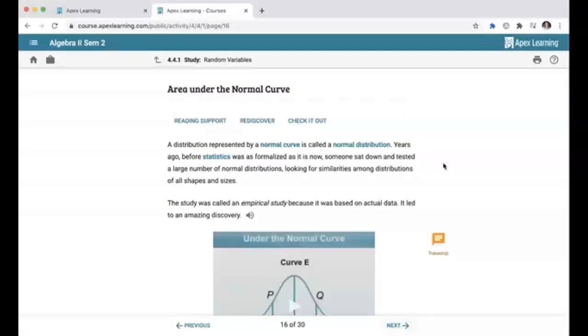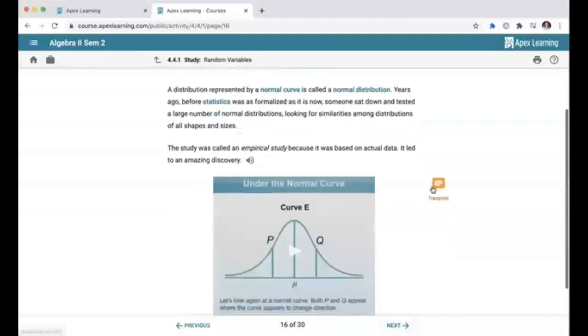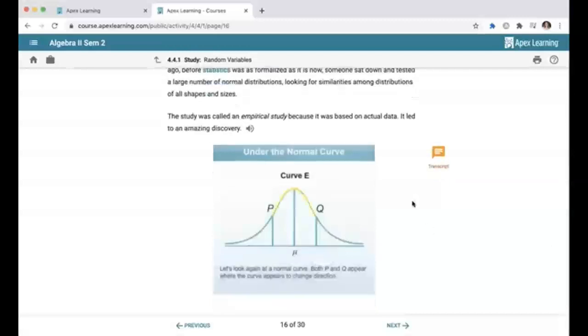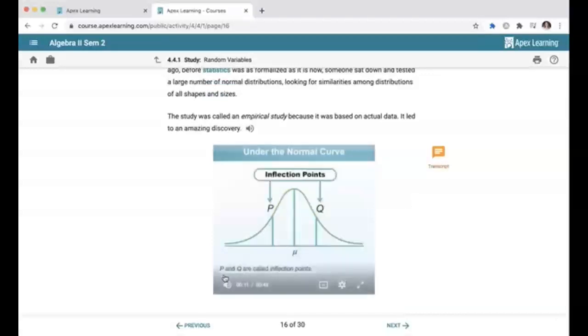So if we look at the area under our normal curve, we can see here both P and Q appear where it seems to change direction. This is what we call inflection points. If I pause this for a second, remember we were talking about a cup versus a frown. Right here, it looks like it's starting to form that cup, our concave up, versus here where it's inflecting down. So that's the concave down there.